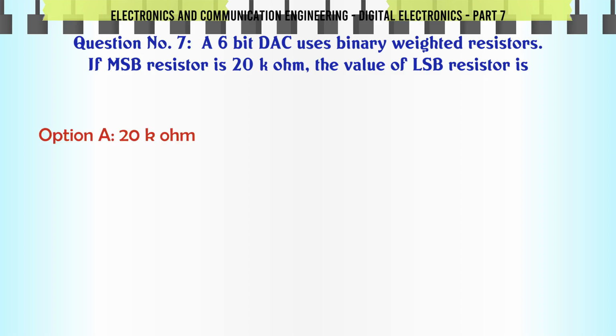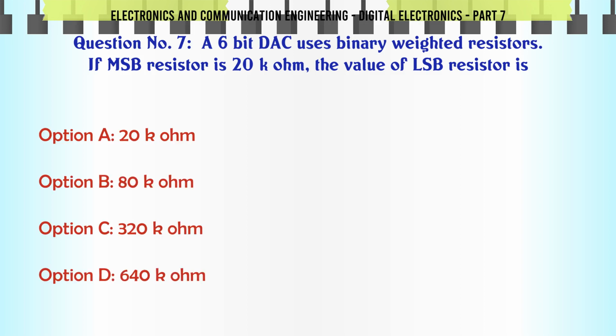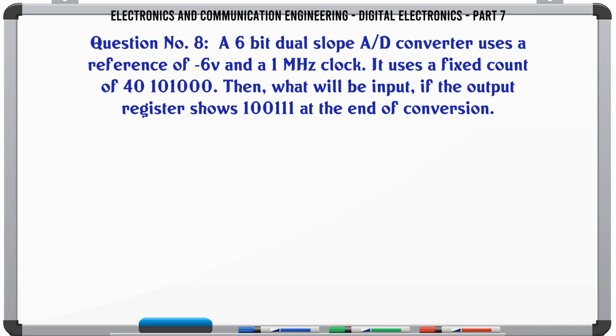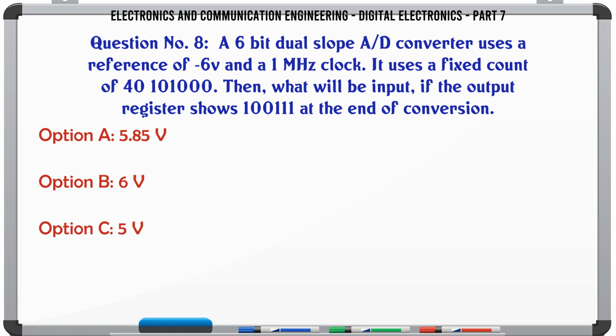A 6-bit DAC uses binary weighted resistors. If the MSB resistor is 20 k ohm, the value of the LSB resistor is: A. 20 k ohm, B. 80 k ohm, C. 320 k ohm, D. 640 k ohm. The correct answer is 640 k ohm.